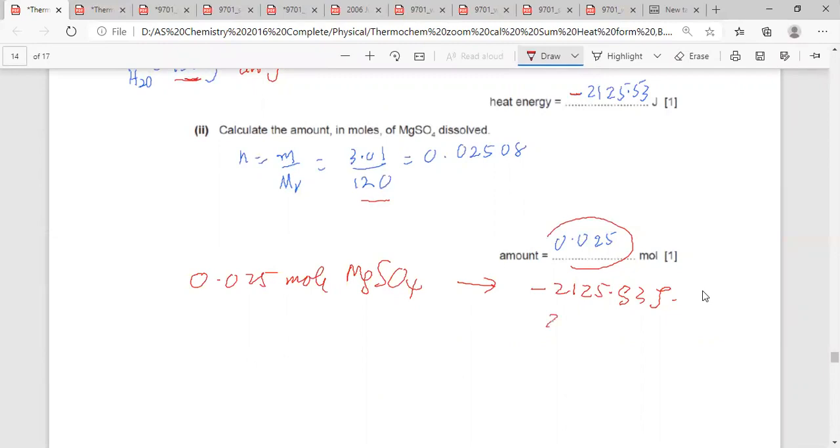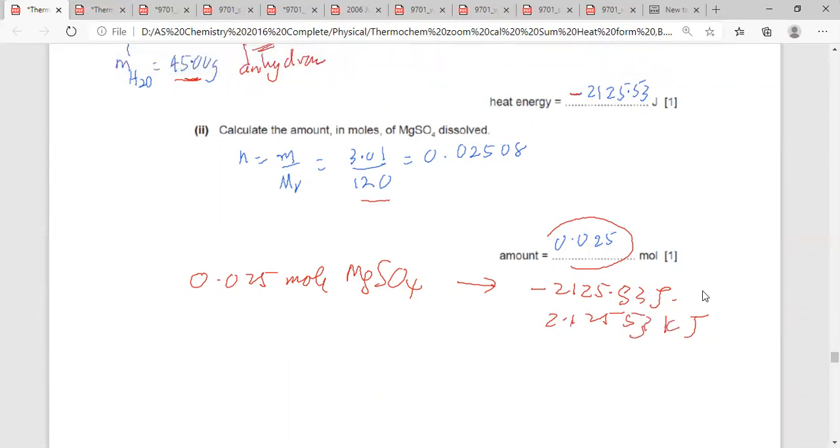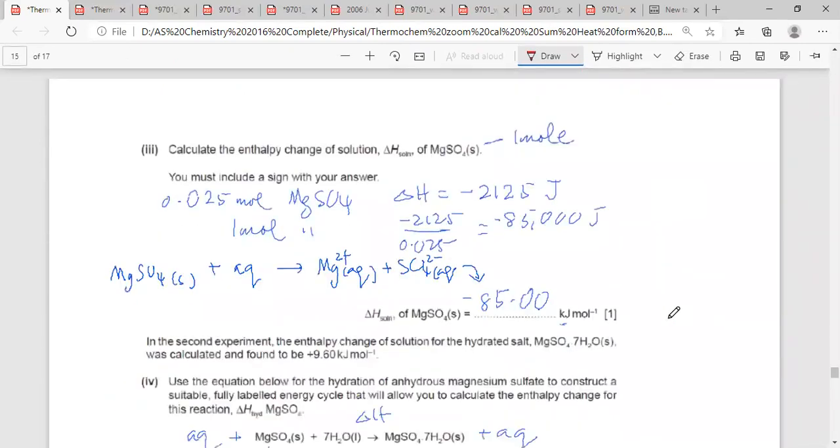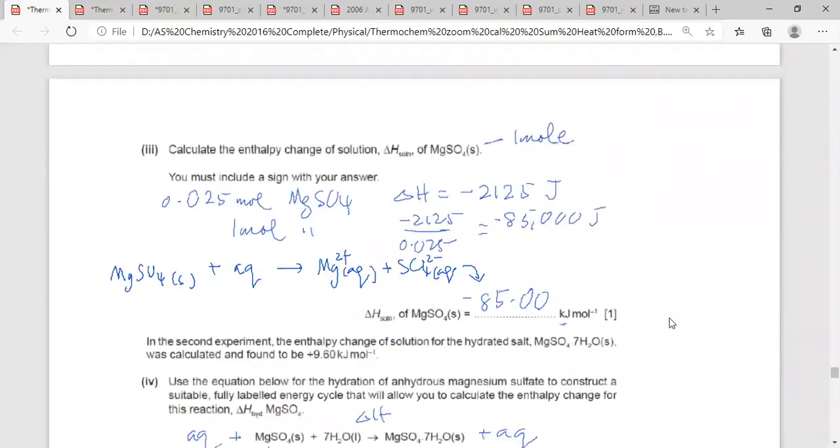So we can change it to kilojoules, which means 2.12553 kilojoules. It's easier, that's why it's always kilo. So 1 mole equals how much? That's what I did here. So 1 mole is about minus 85. Remember? So from here to here, this is the heat of solution, and it is negative. Why? Because the temperature is going up.